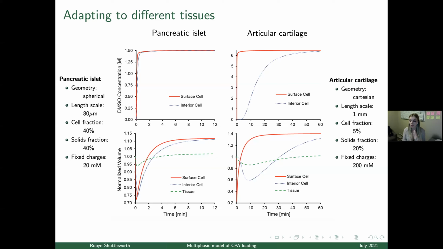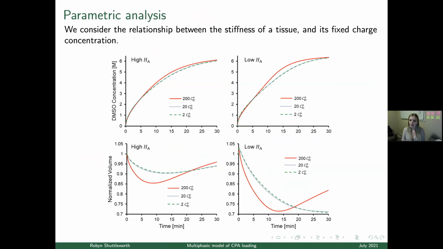Once we had a look at a couple of different tissues like we have here, we then wanted to look at the parameters that we were working with and do an analysis to find out the relationship between a couple of the different parameters. The 2 that we chose to look at were the stiffness of the tissue, what's known as aggregate modulus, and also the fixed charge concentration within the tissue.